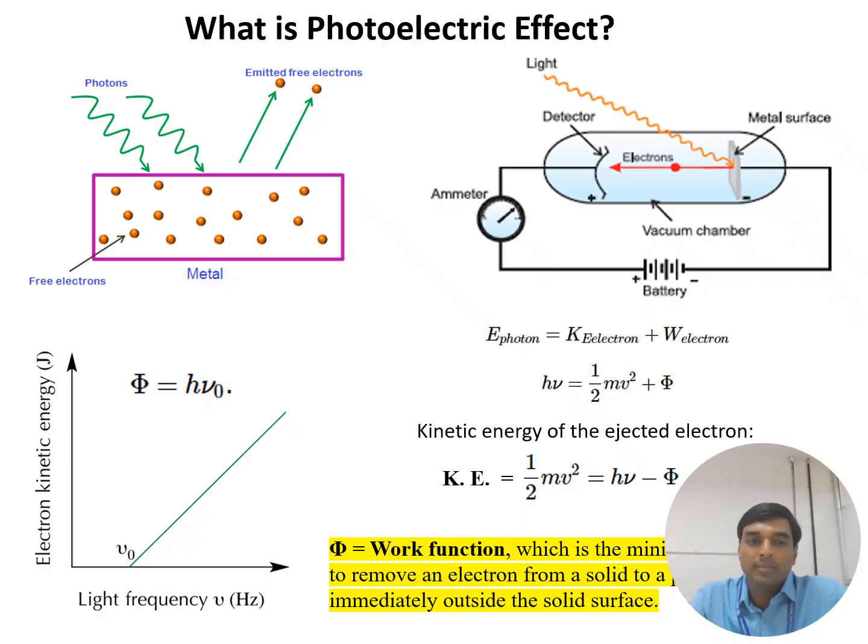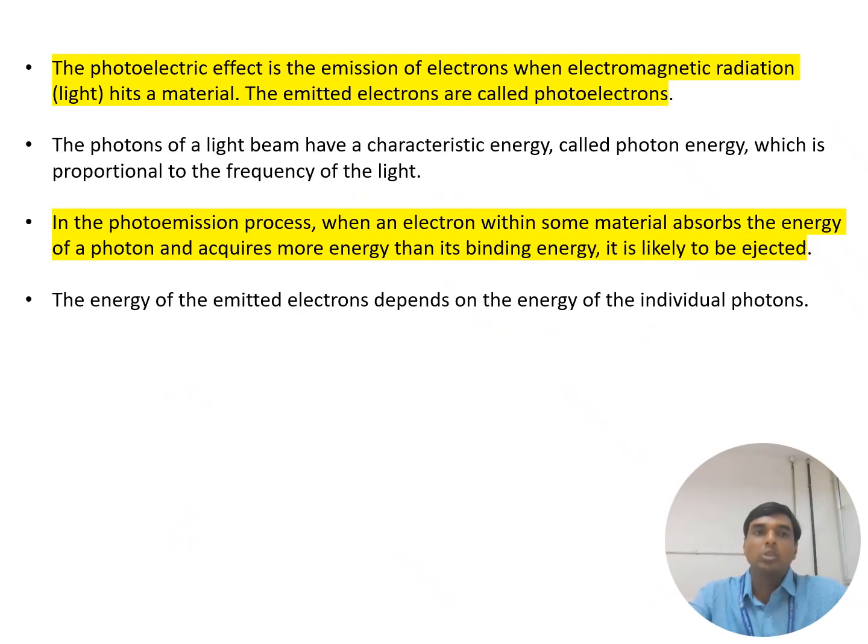Now what is work function? It is the minimum energy required to remove an electron from the solid, from the inner surface to the outer surface. This photoelectric effect measures the energy of the ejected electrons, and it is the emission of electrons when electromagnetic radiation hits a metal surface. These emitted electrons are called photoelectrons. They have characteristic energies, called photon energy, which is directly proportional to the frequency of the electromagnetic radiation or light.